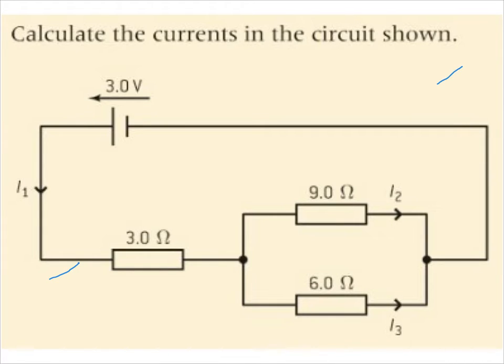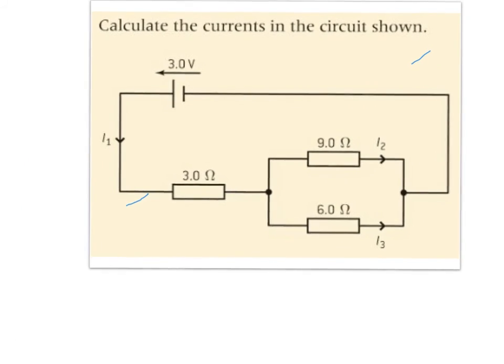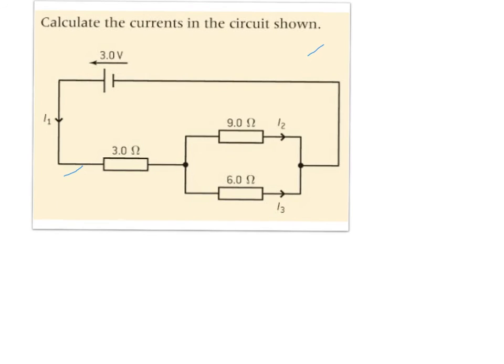All right, so we are going to calculate the currents in this circuit right here, just with the information that we already know. So we're going to start right away. Let me just remind you that we know that V equals IR. Now this is significant because I can use V equals IR for a whole circuit, and I can also use it for an individual resistor.